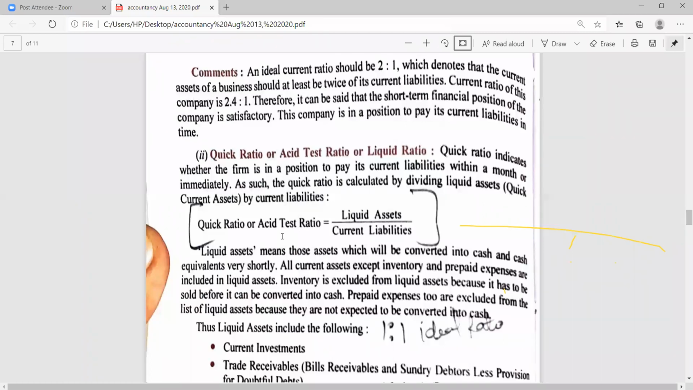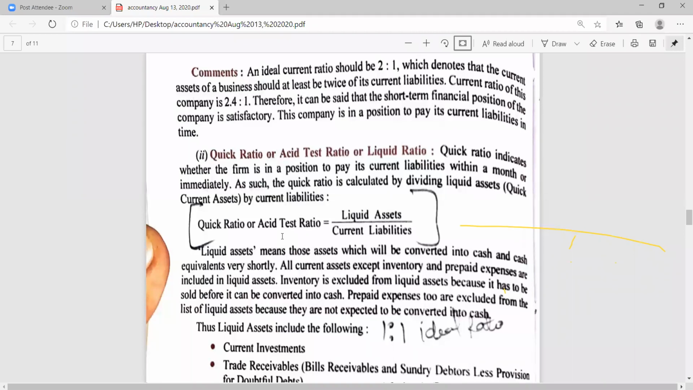Prepaid expenses are excluded from the list of the liquid assets because they are not expected to be converted into cash. Please mark these 2 points. From the 1 mark point of view, you may find a question carrying 1 mark in your examination: why is inventory excluded from liquid assets? Because it has to be sold before it can be converted into cash. And why are prepaid expenses excluded from liquid assets? Because they are not expected to be converted into cash.